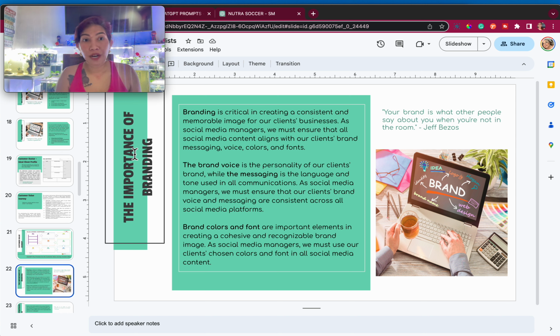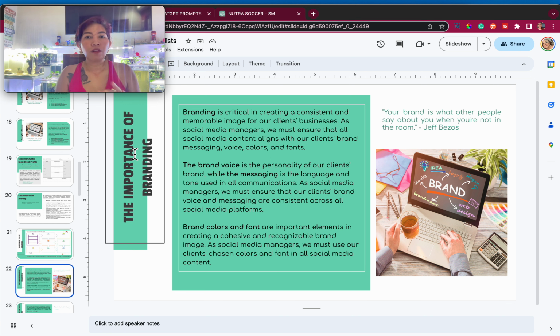So you need to identify that. Is it a cowboy's personality? Is it someone who's old? Are we targeting retirees? So that's going to be the voice, so that the customer can relate to our post.